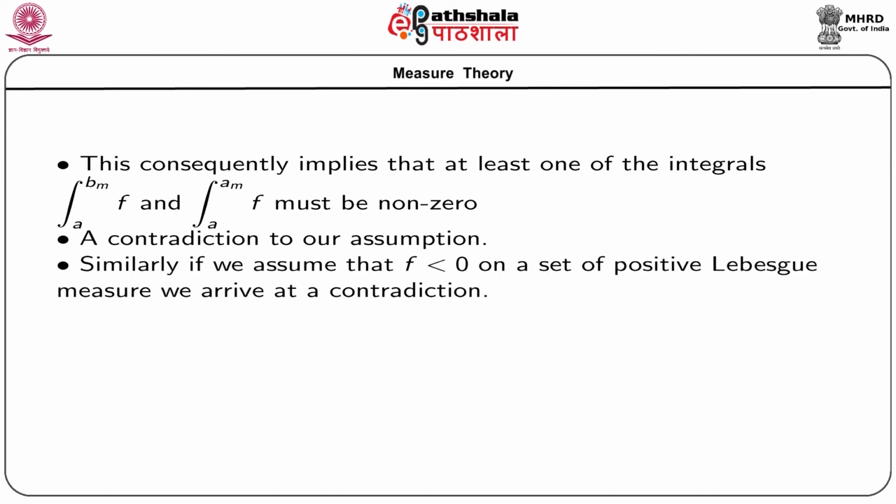Similarly, if we assume that f is less than 0 on a set of positive Lebesgue measure, we can arrive at a contradiction, and so we have that f is equal to 0 almost everywhere in closed interval [a, b].